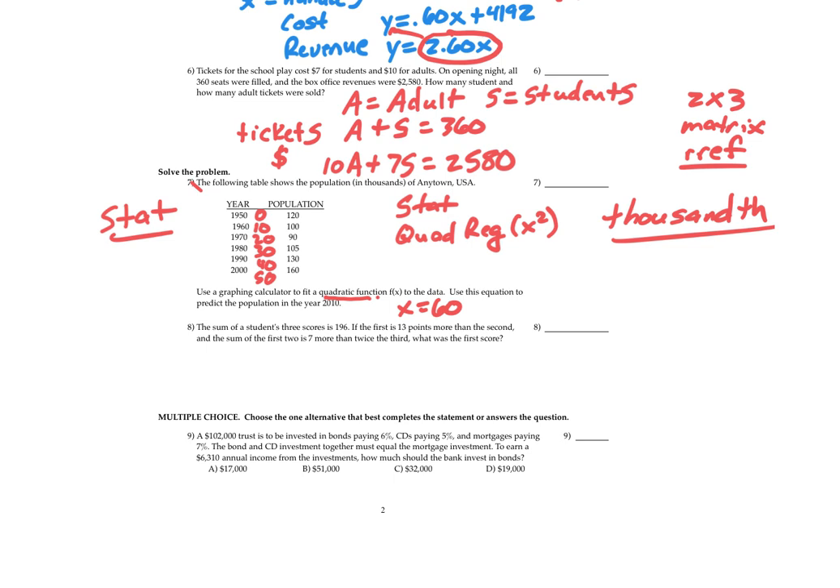Okay, also notice this population is in thousands, so this means the population of this town was 120,000 in 1950. And so all of those numbers are in thousands. And so when you write the population of the town, if you get 180, then you'd write 180,000. So you just write it in thousands for the population.